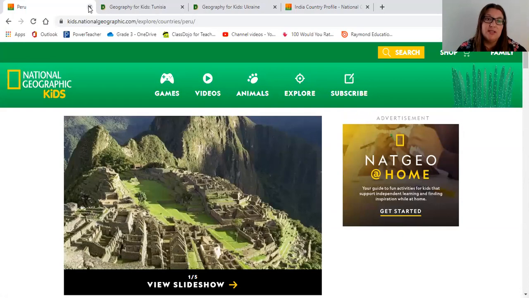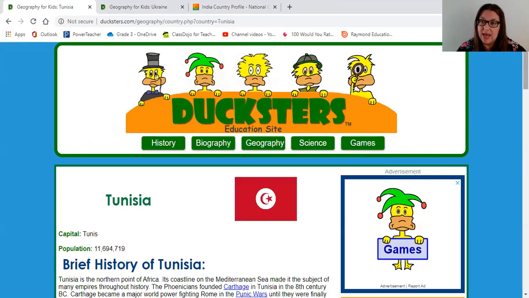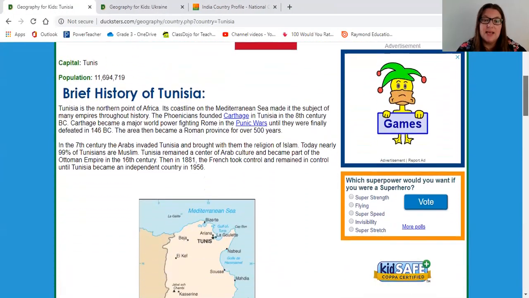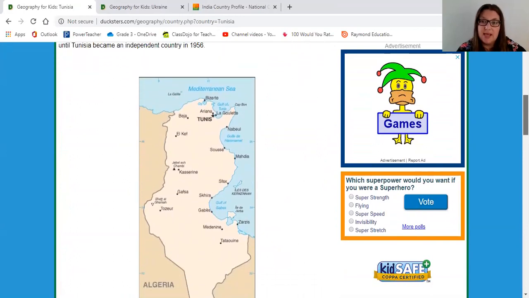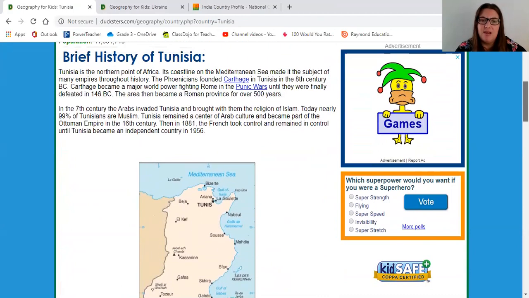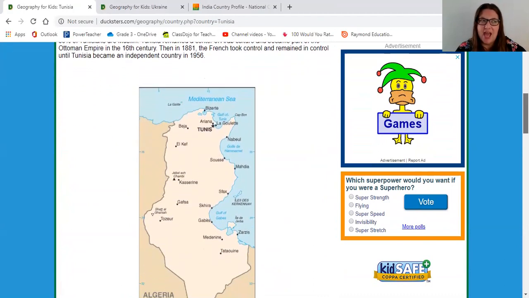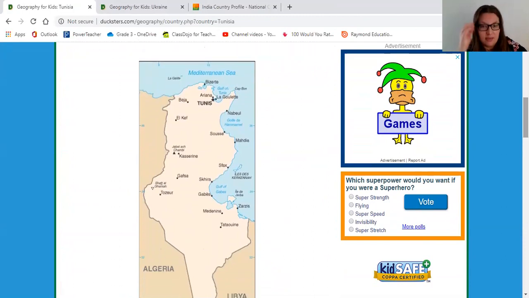So we're going to move on to the next country, which is Tunisia. Remember that Tunisia is a country in Africa. There's what the map looks like. The capital city is Tunis. There is a very famous movie that I just love that was actually filmed there. I think the desert was called Tatooine. So maybe you remember what happened there.